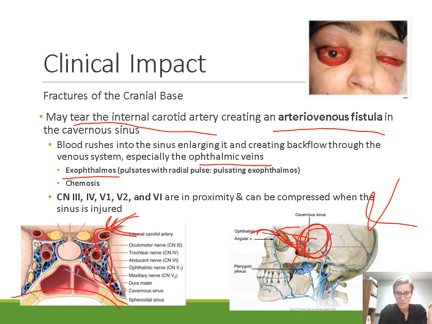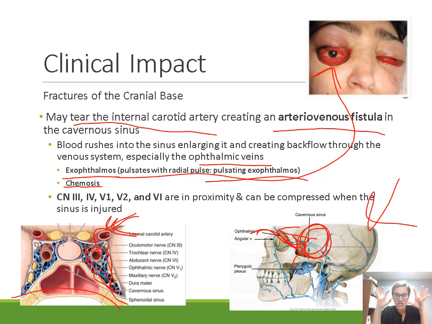So pulsating exophthalmos, chemosis. Chemosis is engorged conjunctiva. So if you look up here, the conjunctiva, this like pink lining in the eye, get incredibly engorged. And so you can see on both sides, the eyes are protruding, but the conjunctiva are so engorged, they're just like swelling over the eyes.